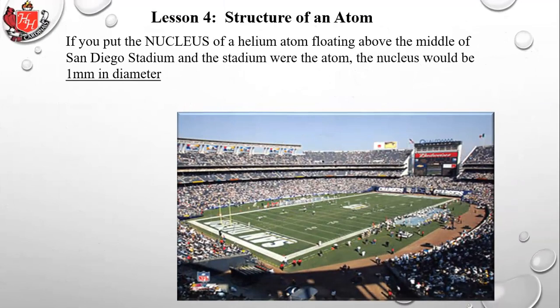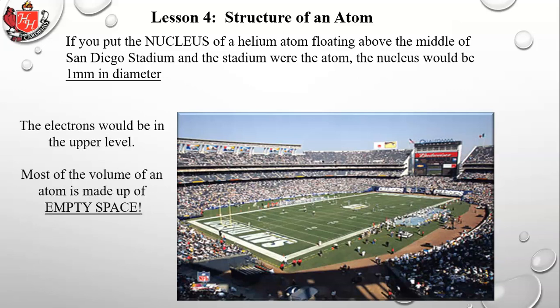So if you put the nucleus of a helium atom, that's 2 protons and 2 neutrons, floating above the middle of San Diego Stadium, and the stadium were the atom, the nucleus would be 1 millimeter in diameter. So if you've seen a meter stick, and we showed it back on the measurements lesson, the millimeters, those little tiny lines that you can barely see the separation of, they're very tiny. So a nucleus would be 1 millimeter inside that entire stadium. The electrons would be in the upper level, and most of the volume of the atom is made up of empty space.